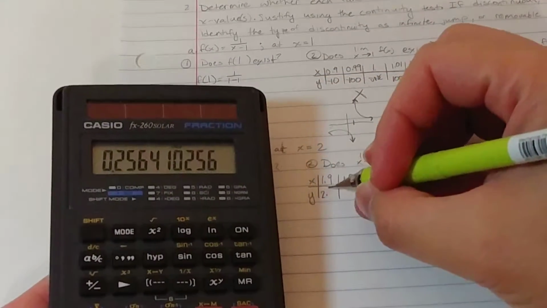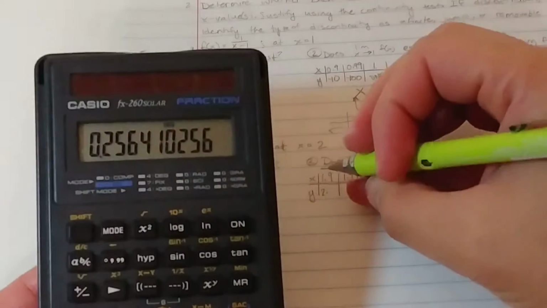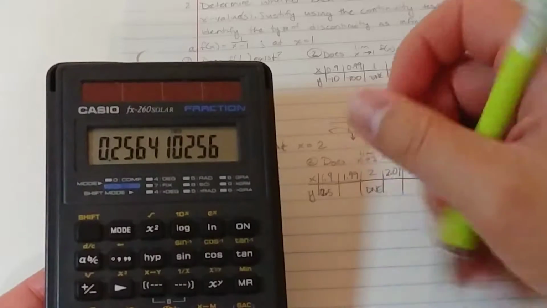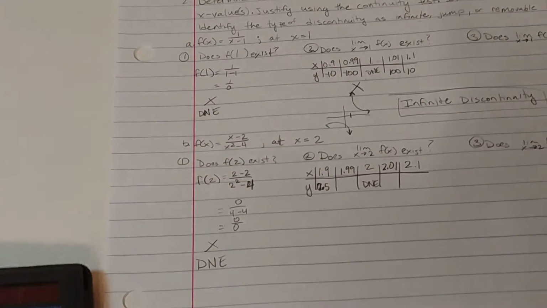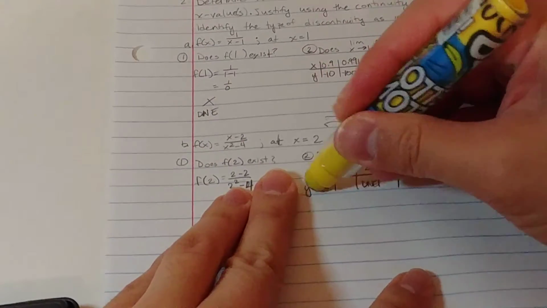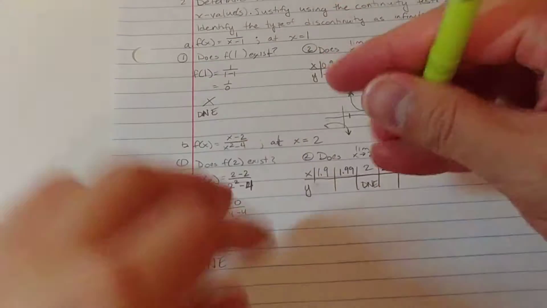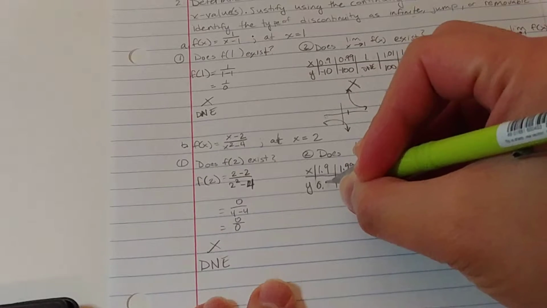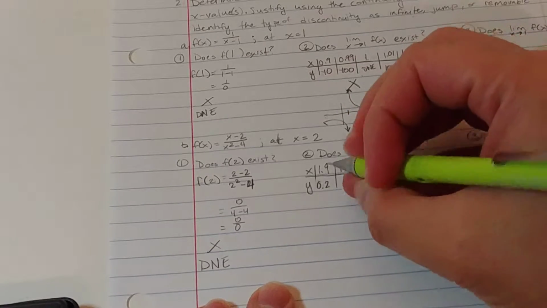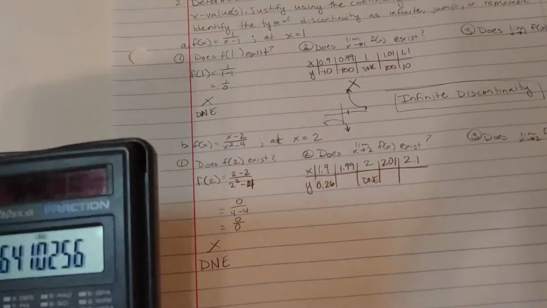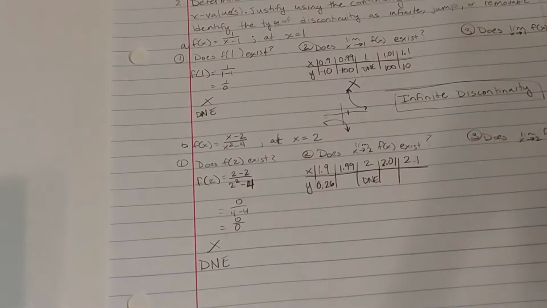0.25, oh sorry, not wearing my glasses. That's not a 2, that's a 5. 0.256, so I'll just do 0.26. And I'll do the rest off camera.